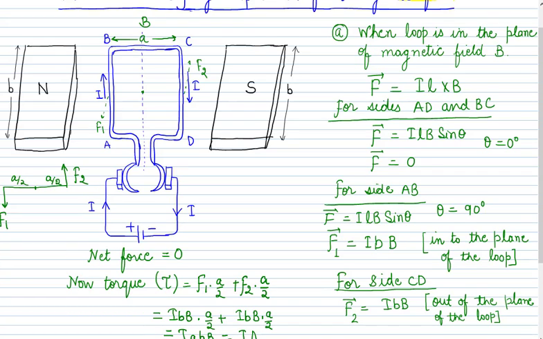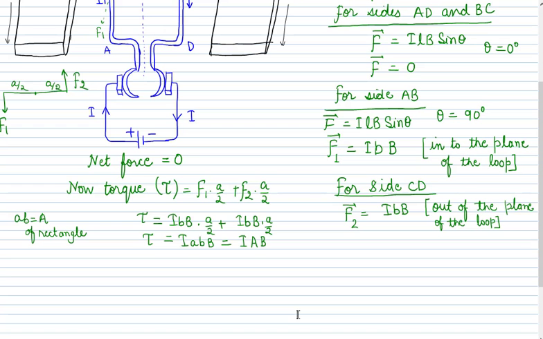So this is equal to I, current, into area, into magnetic field. So that is the torque. Torque is equal to IAB, because ab is equal to the area of the rectangular loop. So capital A is the area of the rectangular loop. So we have written this IAB. And here we have a single rectangular loop.